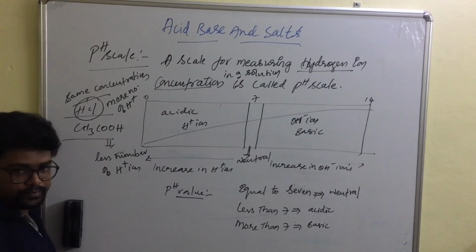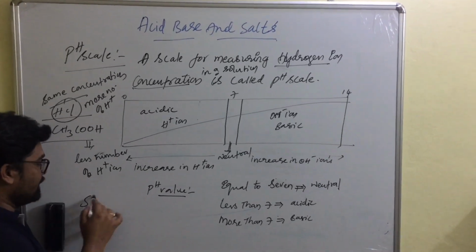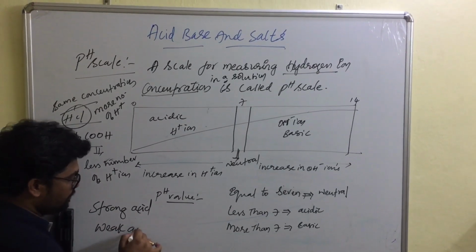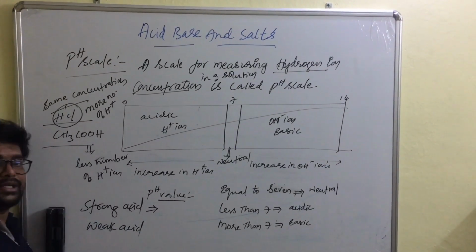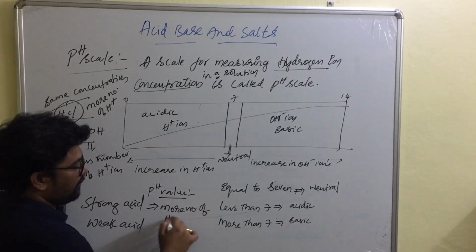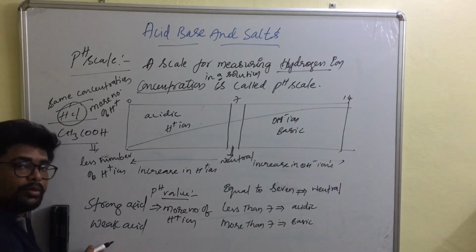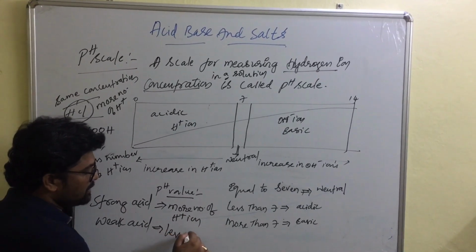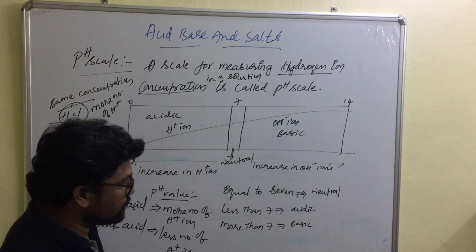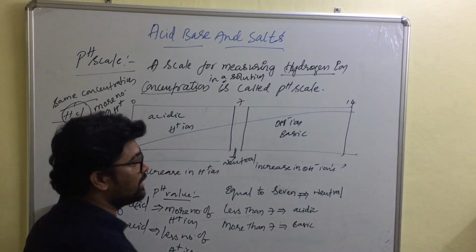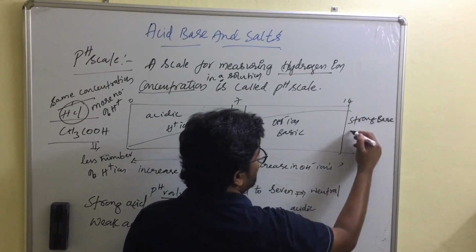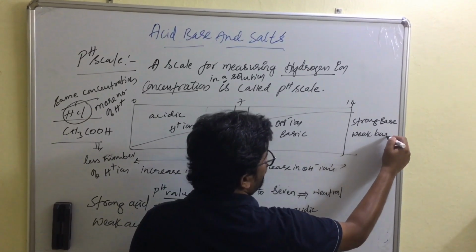Based on that we classify acids into two types, strong acid and weak acid. An acid is said to be a strong acid if it has more H+ ions. An acid is said to be a weak acid if it has fewer H+ ions. In the same way, based on the presence of OH- ions, we also divide bases into two, strong base and weak base.